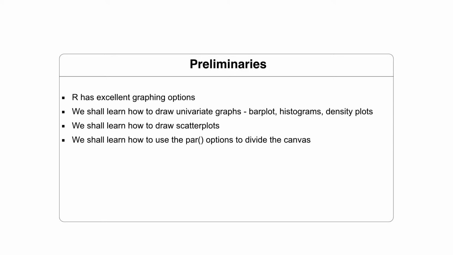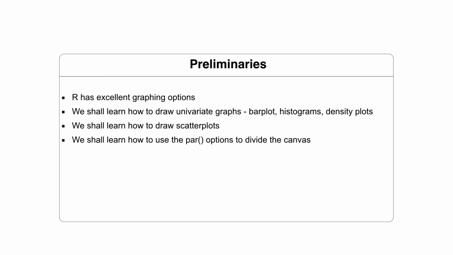For example, the title of the graph. You can control the labeling of the x-axis and the labeling of the y-axis. You can add points to the graph. You can add parameters and layers onto the graph. So there are quite a few things that are important. We are first going to learn how to draw univariate graphs, that is, bar plots, histograms, and density plots on top of them. Then we're going to learn how to draw scatter plots. These are continuous variables on the x-axis and continuous variables on the y-axis.